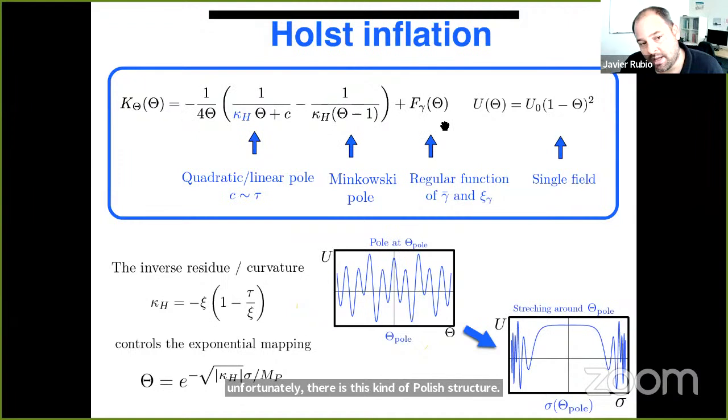Okay. So when you write the kinetic term in Higgs inflation in terms of these variables, you find that there is a pole that can be quadratic or linear, depending if this parameter C is equal or different from zero. This parameter C is essentially proportional to the non-minimal coupling of the dilaton field to gravity. Then you find a Minkowski pole that is only relevant when this theta field goes to one, that happens at the bottom of the potential. So it's really a Minkowski pole where the usual standard model minimally coupled to gravity is recovered.